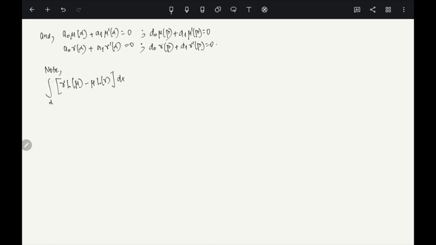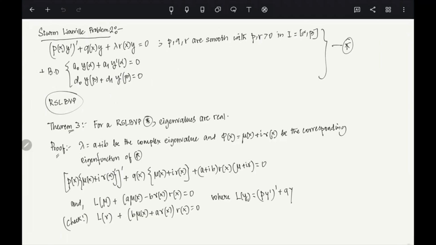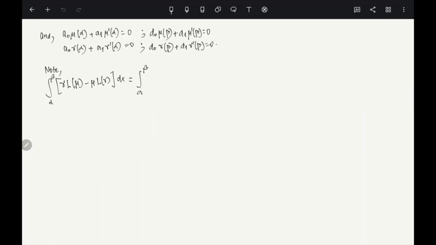computed something like this, right? This is the Lagrange identity part, that exact same. If you write it, then it will become integral from alpha to beta. You see, L of mu is minus a times mu plus b times gamma times r, right? And similarly, L of gamma is also like this. So we can just put it here.